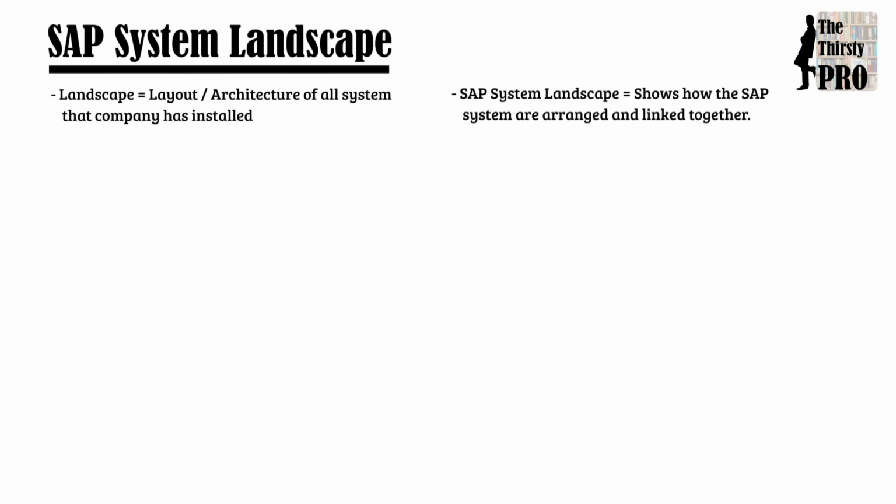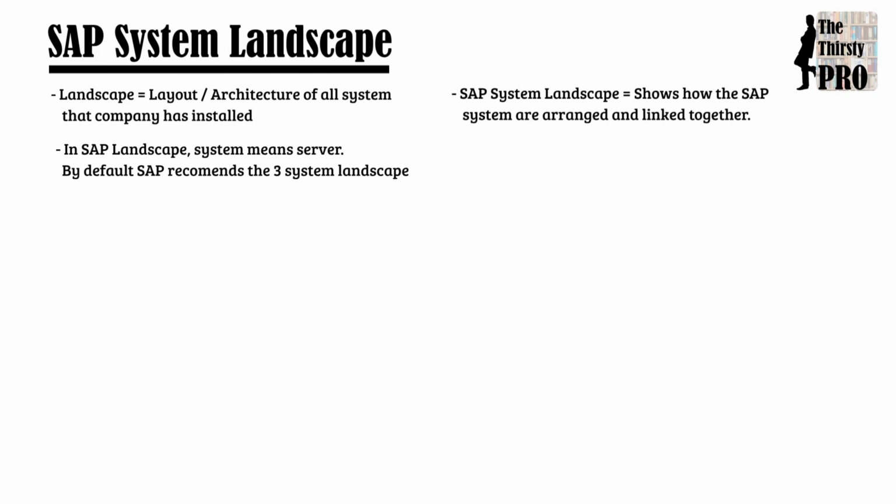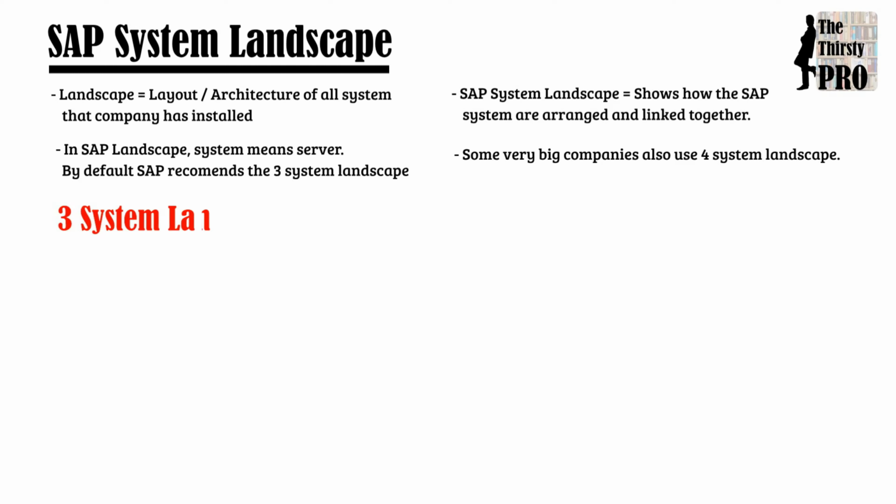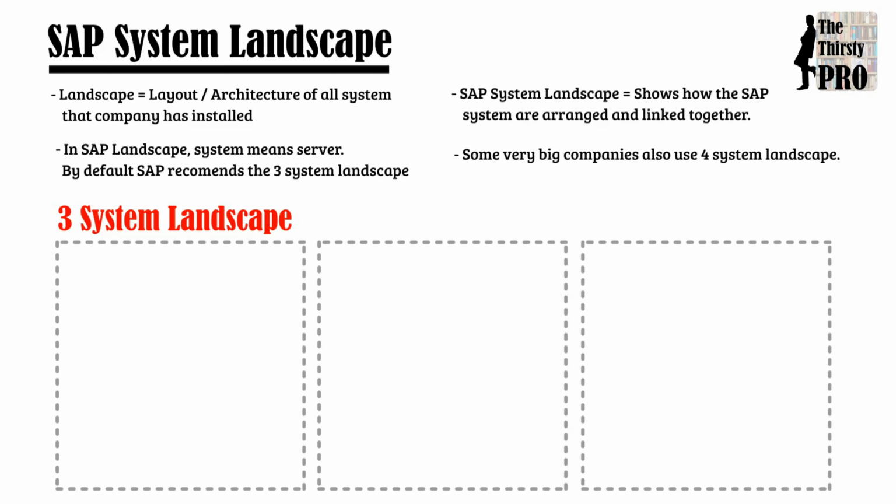with each other. SAP recommends 3 server architecture for better performance and security. Some companies also opt for 4 system landscape or a 2 system landscape. Let's see what is a 3 system landscape. This has 3 types of servers: development system, quality system, and a production system.